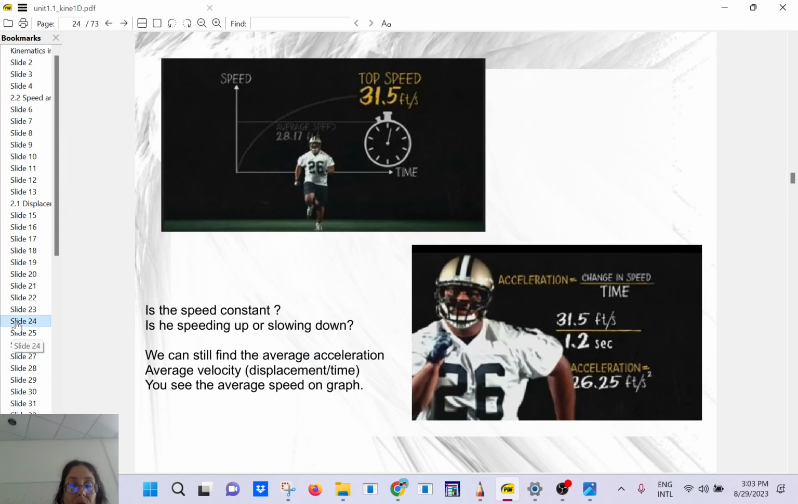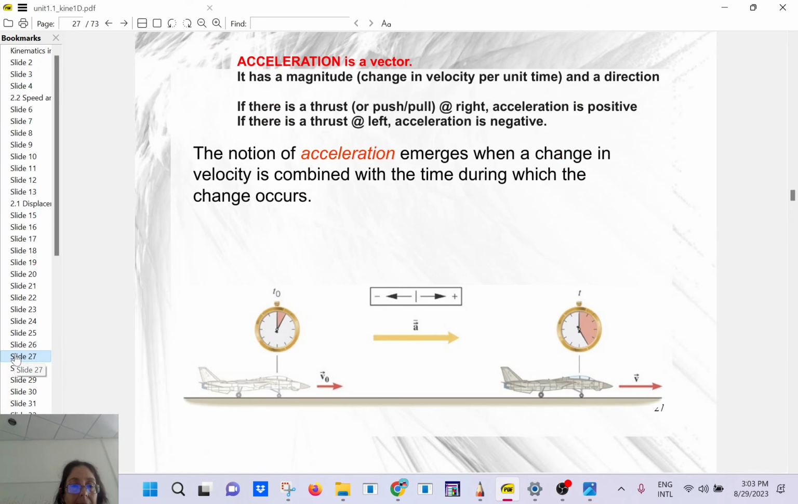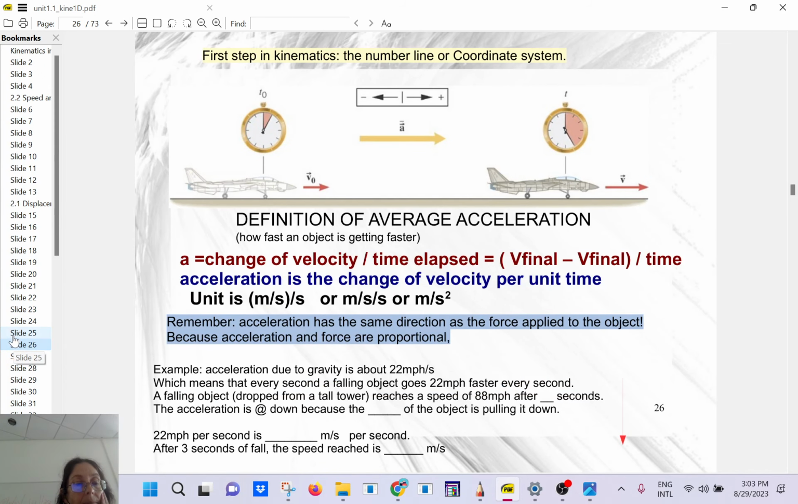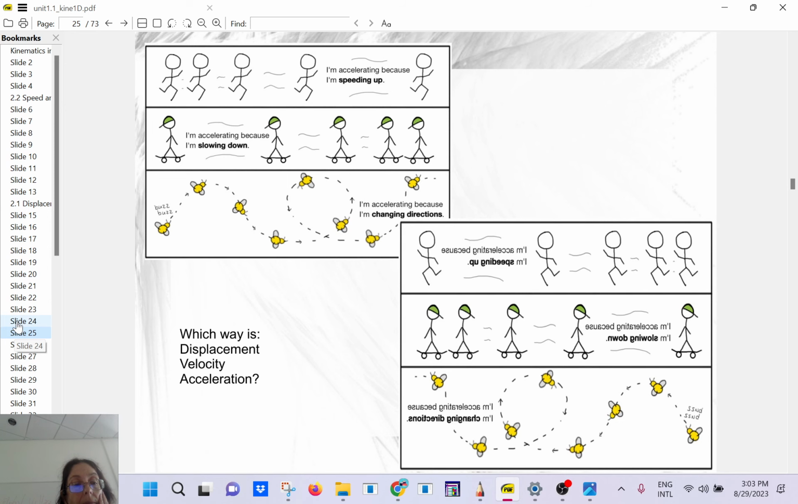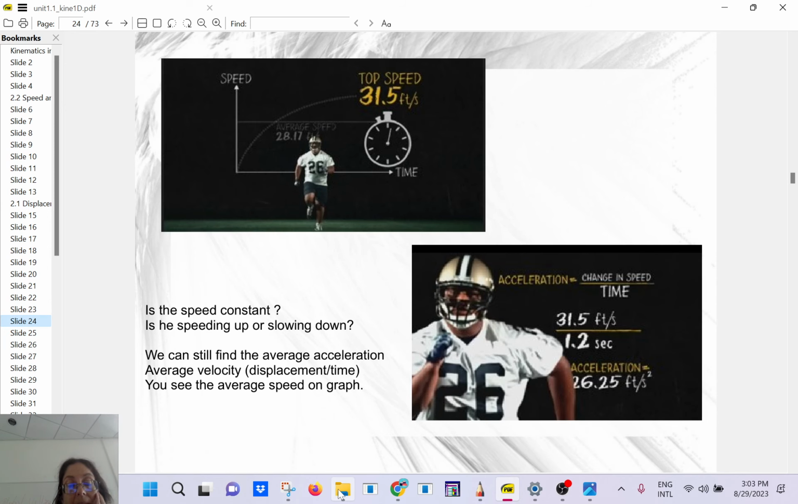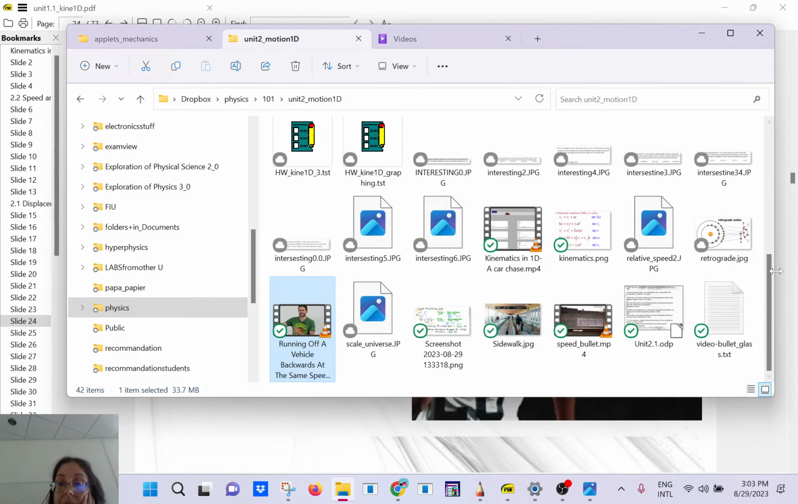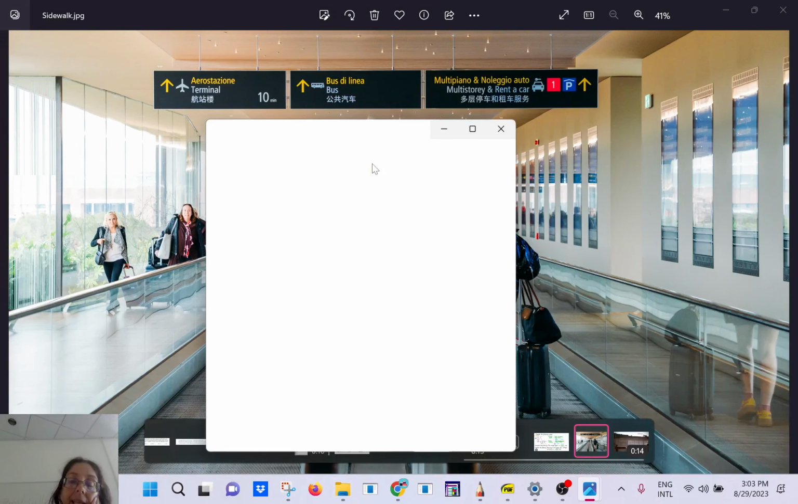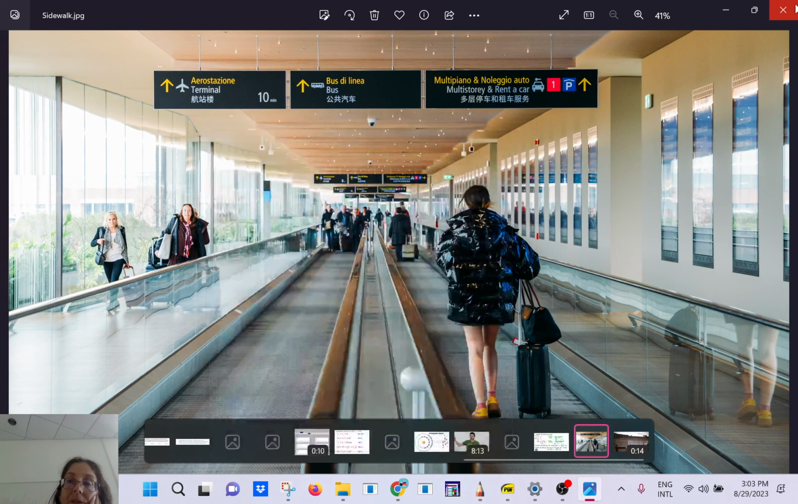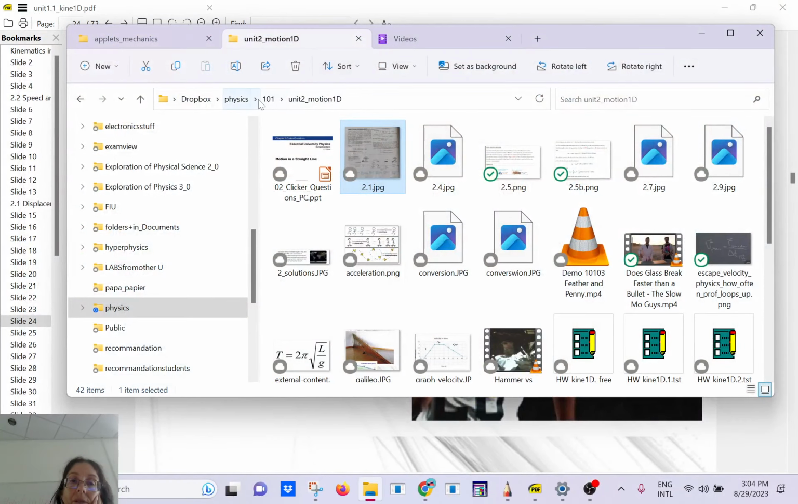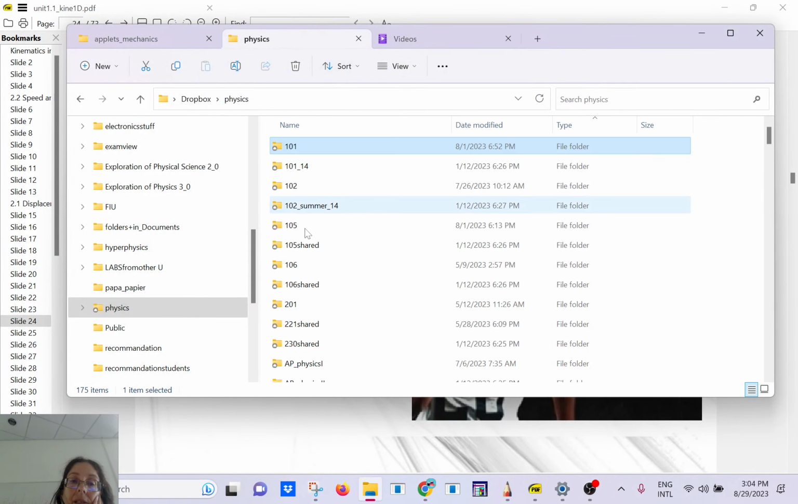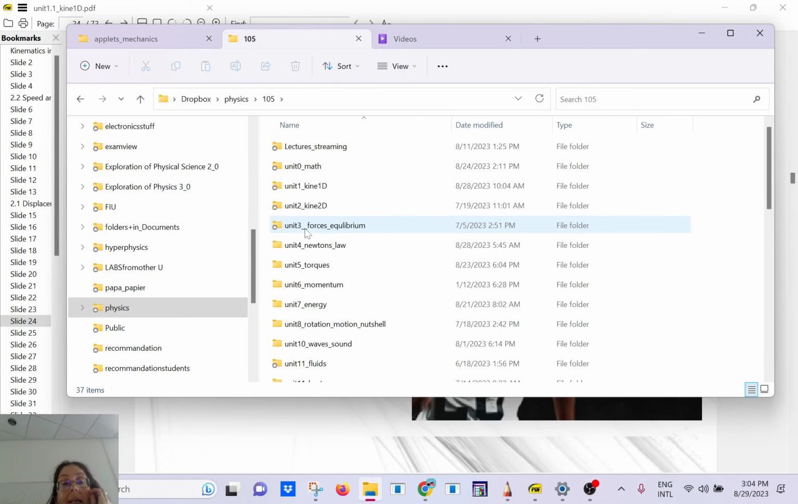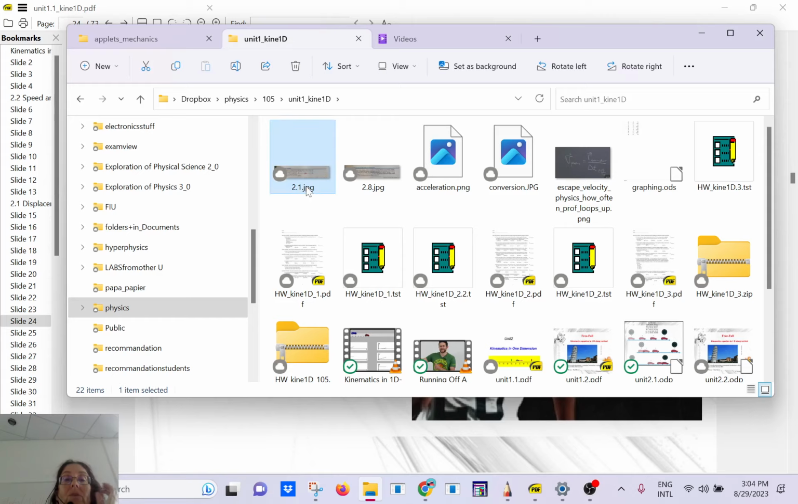It says textbook 2.1. Let's see, I don't know, you see it from your textbook. No, that's not you, okay, it's another class. Okay, that's your textbook.